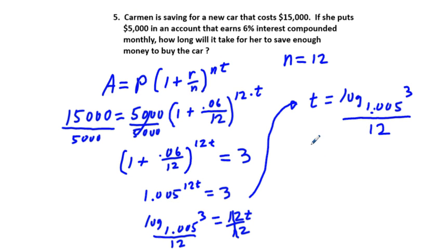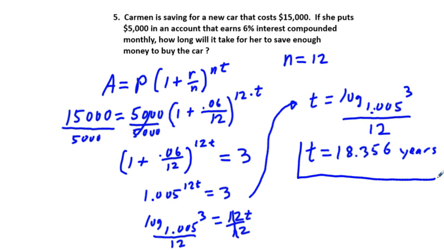Okay, guys. This means 18.356 years. That's how long it's going to take Carmen to save for this vehicle. That's not going to work too well because inflation is going to make a new car 18 years later go up in price probably anyway.